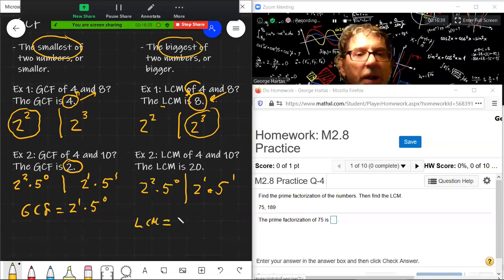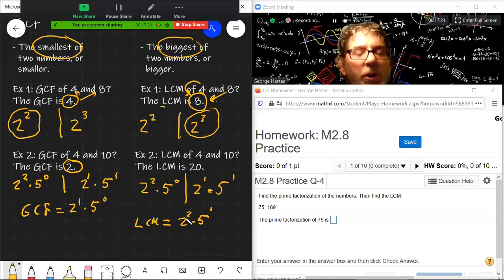LCM is 2 squared times something. Now we got to compare the other base, which is 5. Again, we're looking for the biggest power. Well, 0 and 1. 1 is bigger than 0. So 5 to the 1st power comes down. So we plucked the bases with the biggest powers from these numbers, the 4 and the 10, and we brought them down here. Now what we got to do is multiply this out.